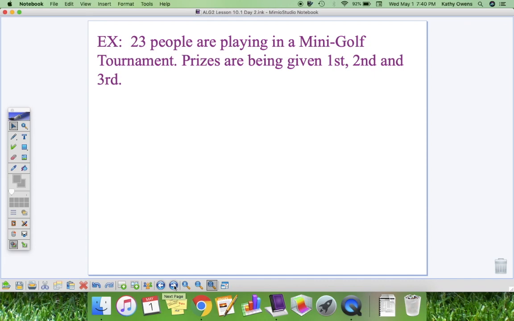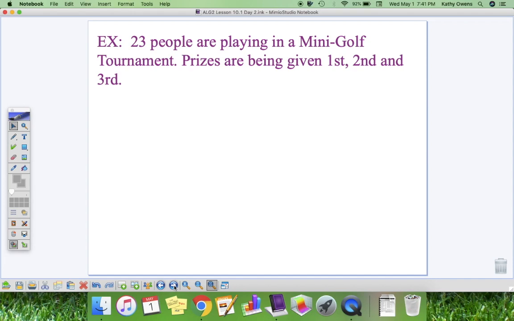Let's look at an example. In contrast to yesterday's example where we had 9 players on the t-ball team and 9 places in our batting order, all 9 people were used in the grouping. We were organizing 9 people in a group of 9. But in this example, we have 23 people, hypothetically, playing in a mini golf tournament. Prizes are given for first, second, and third. So even though there's 23 people, we're only looking at listing or grouping 3 of them together at any given time. The 23rd person in the list is not going to get a prize. Neither will the 22nd or the 21st. It's only the first, second, and third.